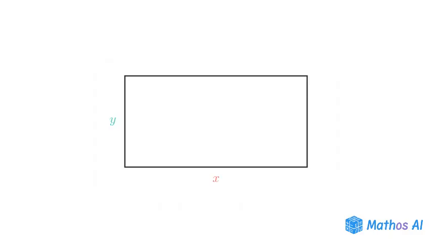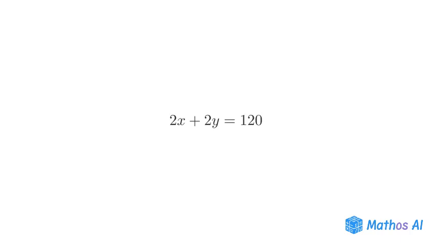First, let's visualize our problem. We have a rectangular field defined by its length, x, and its width, y. The total fencing, our perimeter, is the sum of all four sides, 2 lengths and 2 widths. So 2x plus 2y equals 120. Our goal is to maximize the area, which is simply x times y.